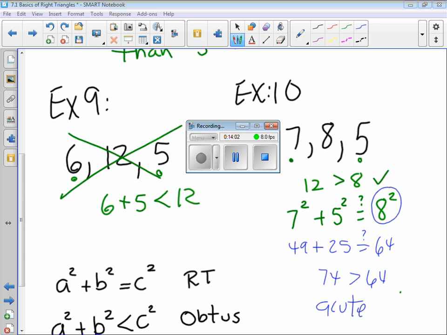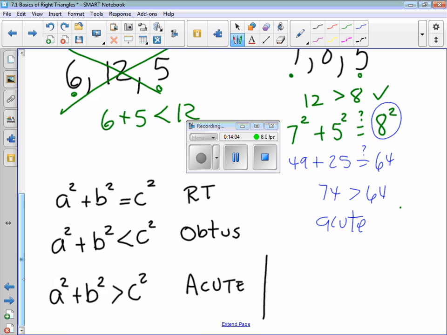And to help you with that, here's your list. Put those in your notes if you need them to refer back to.